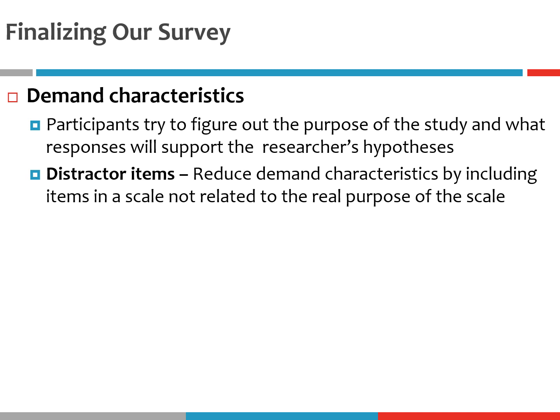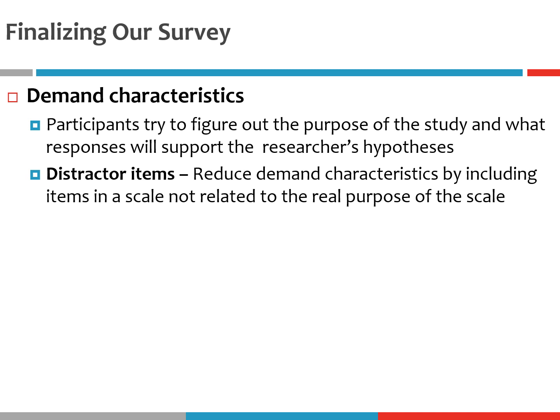How could you deal with demand characteristics? Well, you could include items in your scale that are not related to the real purpose of the scale. So as your participants are filling out your scale and they're saying, oh, I know what this is about, I know how I should answer, and then they come across a question that's completely unrelated, and they say to themselves, oh, now I'm not sure what the scale is about. That's a good thing, right? Because you don't want to bias their responses by having them figure out how they should reply in your scale or in your experiment. They should not really be aware of what you're asking, what you're measuring.